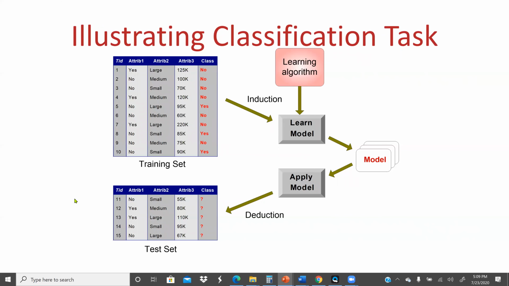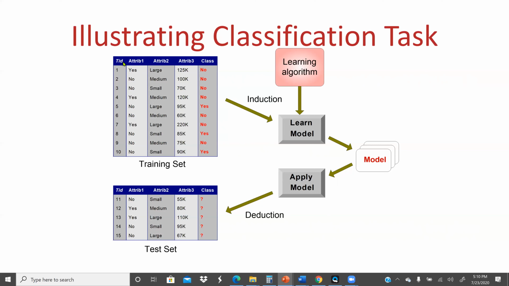So this is an example of a classification task. First we have a training set, which is for taxpayers. Our class here is whether the taxpayer cheats on his tax, yes or no. We can see that we don't have the name, because name cannot determine whether we cheat on tax or not.